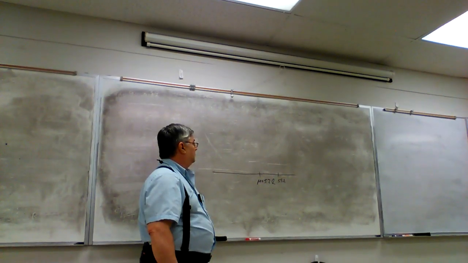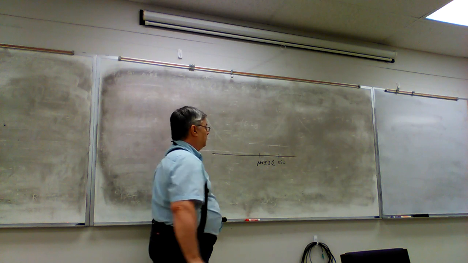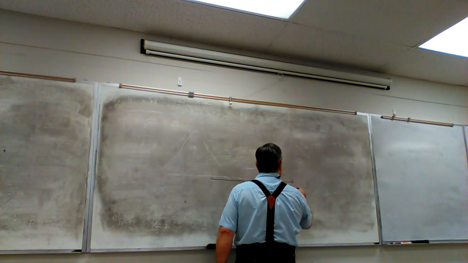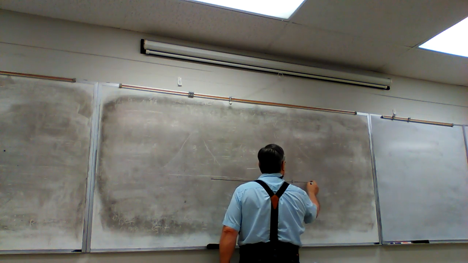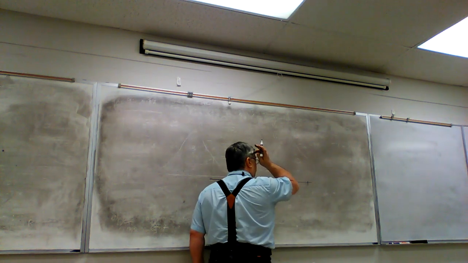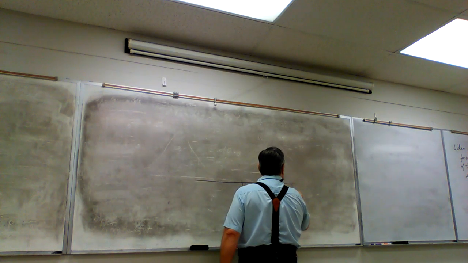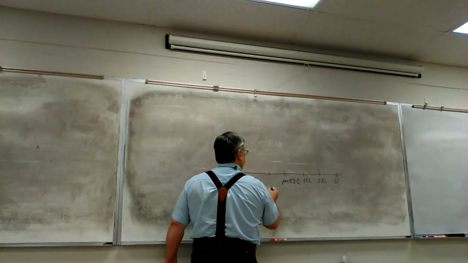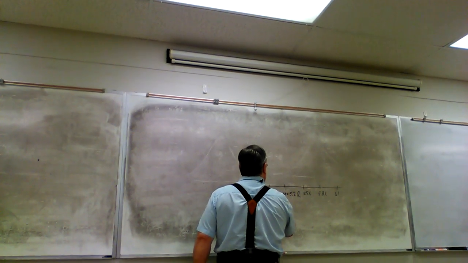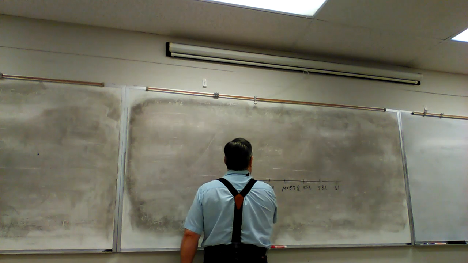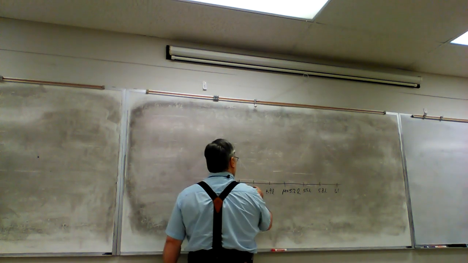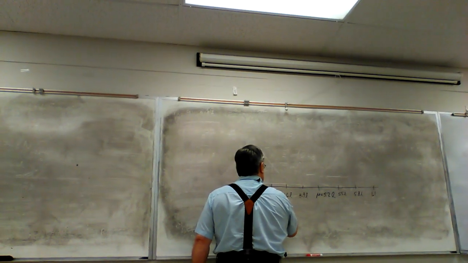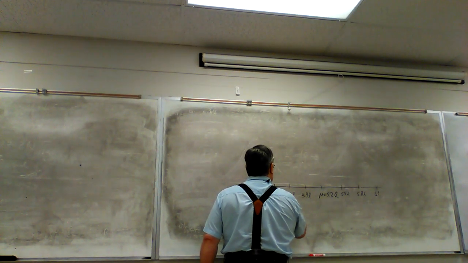So, the mean plus 1 standard deviation would be 5.5 liters. Plus 2 standard deviations would be 5.8 liters. Plus 3 standard deviations would be 6.1 liters. Minus 1 standard deviation would be 4.9 liters. Minus 2 standard deviations would be 4.6 liters. And minus 3 standard deviations would be 4.3 liters.